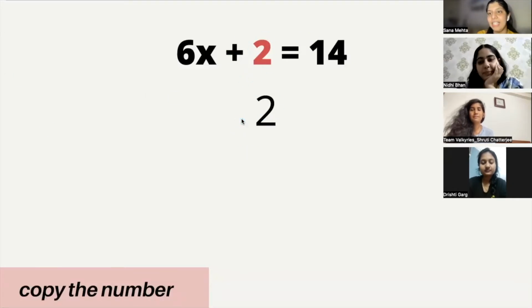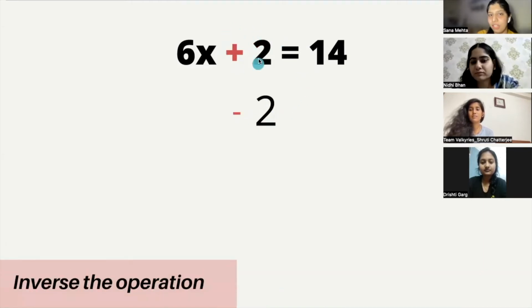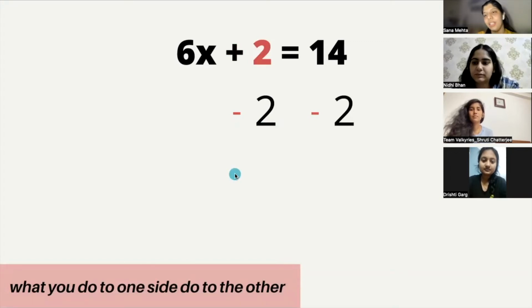Then the second step is inverse the operation. If we have a positive, like a plus, what do we do? What is the opposite of addition? Subtraction. Yeah, so we subtract 2. And then the third step is what you do to one side, do it to the other. Whatever we did on the left-hand side, we do on the right-hand side. So if we are subtracting 2, we do it on both sides.